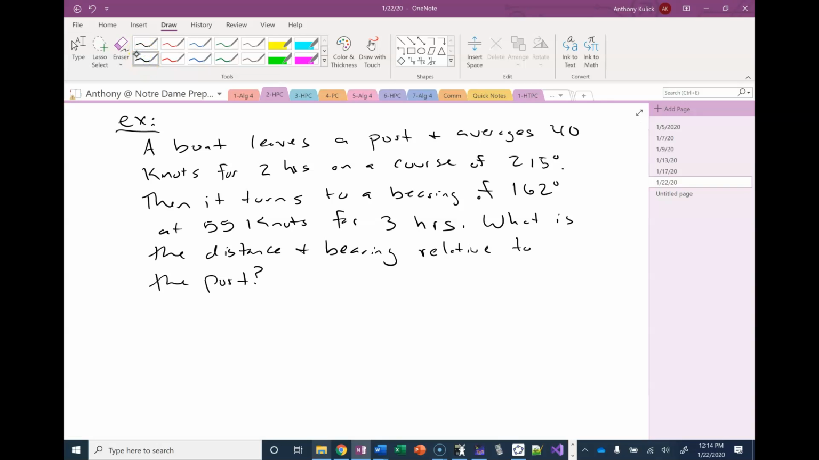A boat leaves a port and averages 40 knots for 2 hours on a course of 215 degrees. Then it turns to a bearing of 162 degrees at 55 knots for 3 hours. What is the distance and bearing relative to the port?